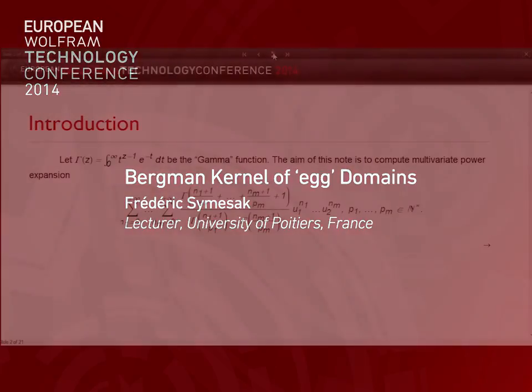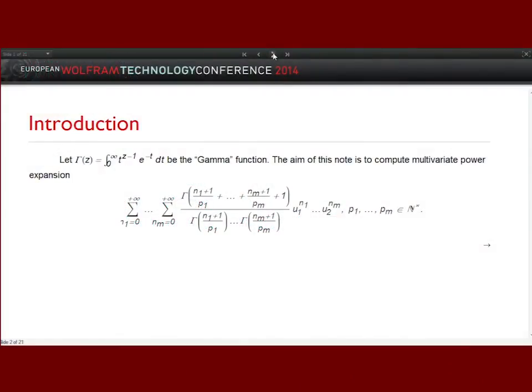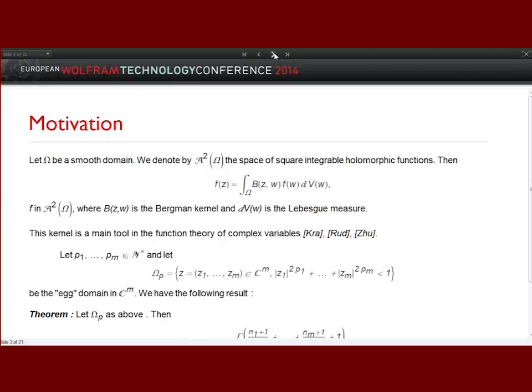It's mathematics, and if you consider the gamma function, the aim of this talk is to try to compute this multivariate power expansion of this type. In this sum, P1 and PM are parameters. There is a mathematical motivation. It's about complex analysis.